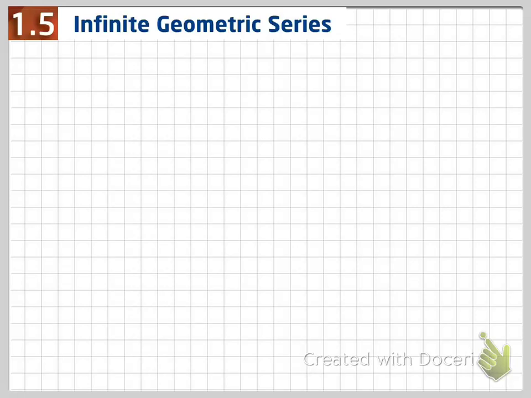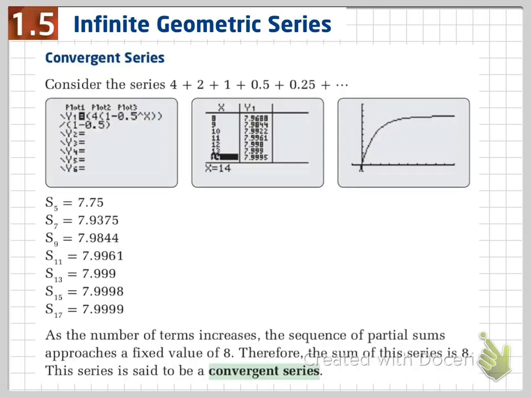All right, in Math 20-1, we're looking at the last topic of Chapter 1, 1.5, Infinite Geometric Series. First of all, there are two different types of infinite geometric series. There's convergent series, and this is where, if you'll notice on this graph, the sums are small, and the common ratio is small, and as the numbers get added and get smaller and smaller and smaller, it's going to approach one value.